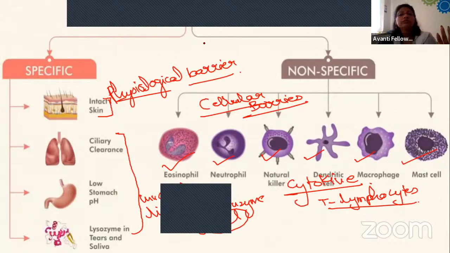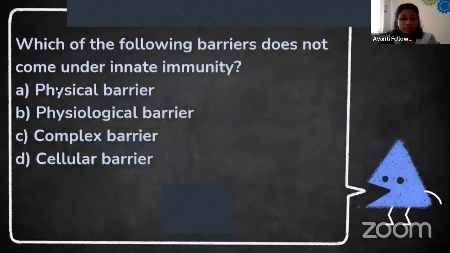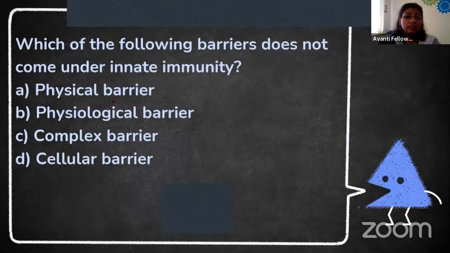We have studied that innate immunity has four different types of barrier: physical barrier, our skin; physiological barrier, mucus and HCl; cellular barrier, WBCs; and the fourth, cytokine barrier, that is T lymphocytes or cytokines. Physical, physiological and cellular barriers were there. So the answer is complex barrier.